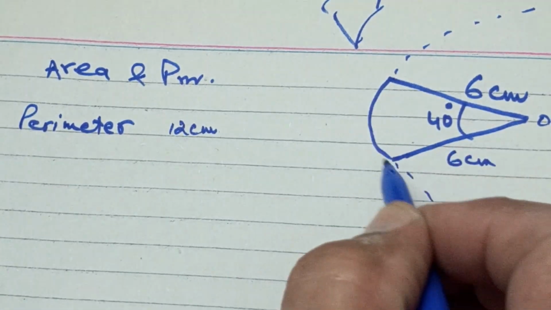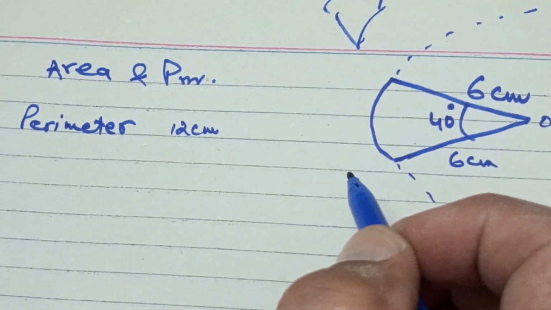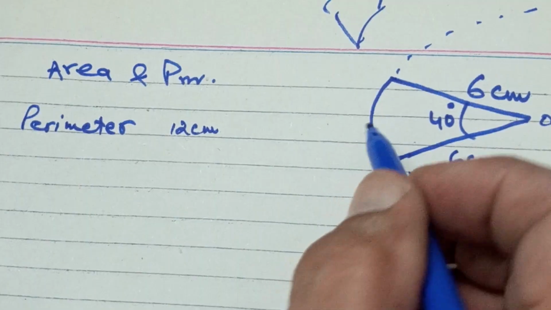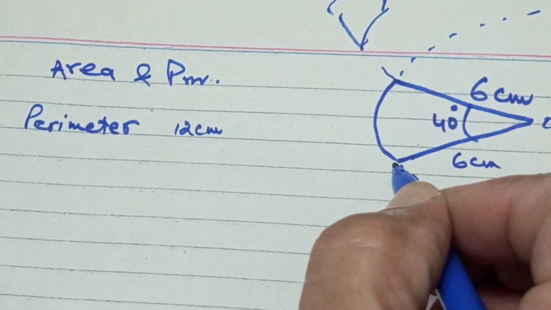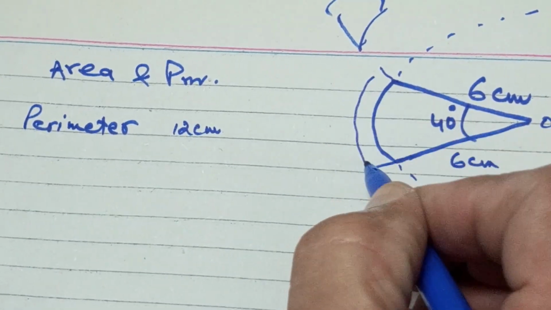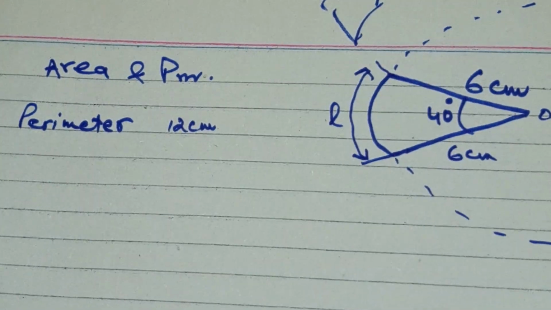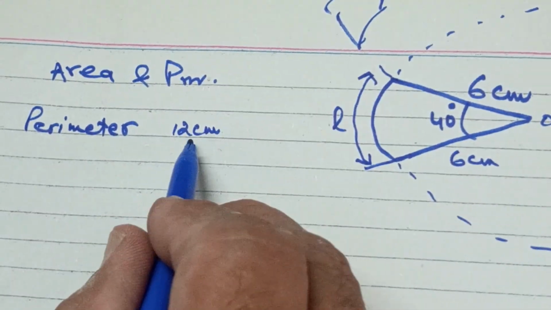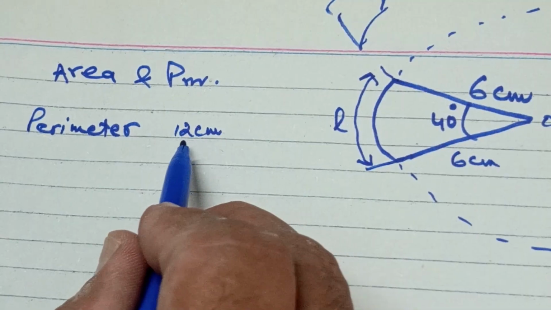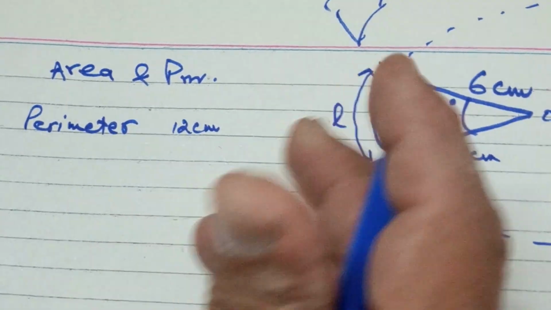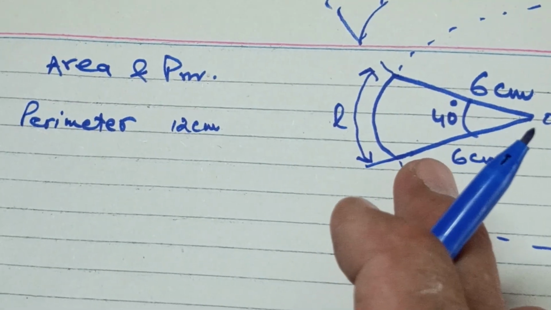But what about this curve? We have to find the arc length of this curve, L. Then we'll add it to 12 centimeter. Then our perimeter will be completed.